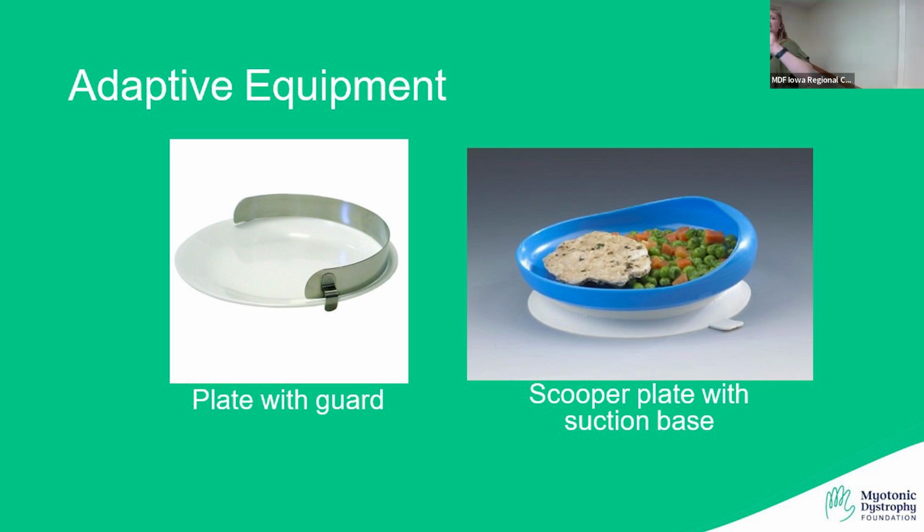These are two different styles of plates with guards. And what the guards do is they help just a little bit with the scooping. So it's less coordination and you have kind of a backboard there to help you get that. So the first one, the metal one, is one that can be adjusted to different plates. So that's a nice one, like if you're going out to eat at a restaurant, you can take that with you and clip it on. Otherwise, the other one has more of a lip to it, and then it has that suction base. So again, you don't have to worry so much about your plate sliding around.